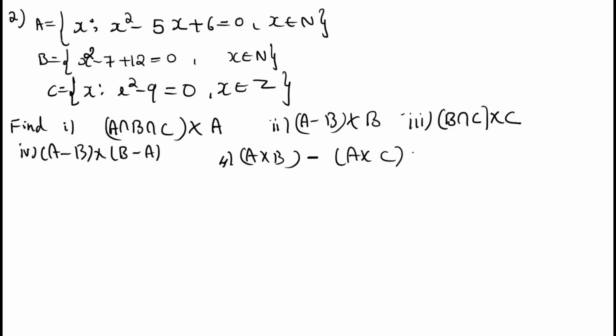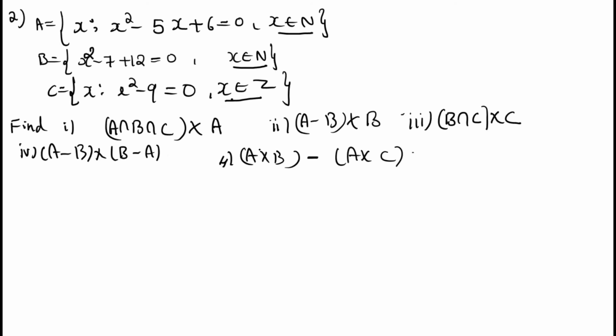See the next question. Set A is equal to the set of all x such that x square minus 5x plus 6 equal to 0, where x belongs to N. That means x is a natural number. Second set B is equal to x square minus 7x plus 12 equal to 0, where x belongs to N. That means x is a natural number. Set C is equal to the set of all x such that x square minus 9 equal to 0, where x belongs to Z. That means x is an integer.